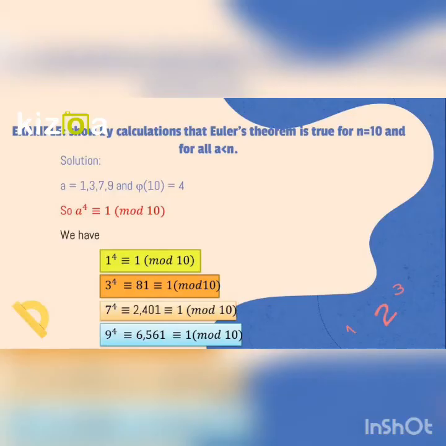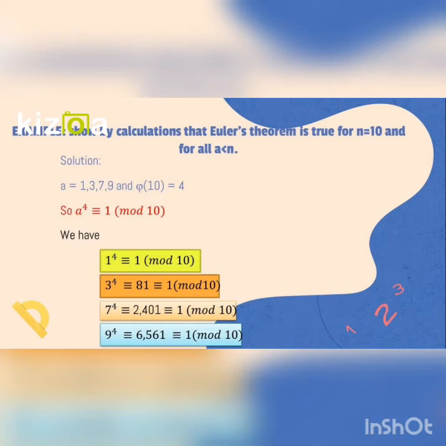Example, show by calculations that Euler's theorem is true for n is equal to 10 and for all a less than n. Solution. All numbers less than 10 are 1, 2, 3, 4, 5, 6, 7, 8, and 9, but only 1, 3, 7, and 9 are relatively prime to 10. Thus, phi of 10 is equal to 4. Now, if we take any number a equal to 1, 3, 7, or 9 raised to the power of 4, then it is equivalent to 1 modulo 10.